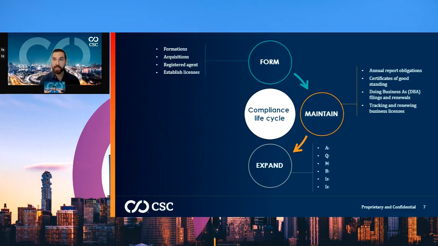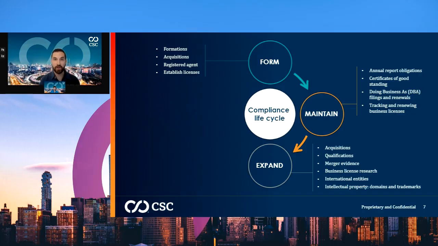Now, a lot of times we'll see companies expand over time. You first form your company in the state of Delaware, and now you are hiring an employee in Pennsylvania, or opening a business location in Pennsylvania, and you're considering registering your Delaware company to do business in that additional state. We call that a qualification, sometimes called a foreign registration. But either way, you are taking your business entity and expanding it to transact lawfully in these additional locations.